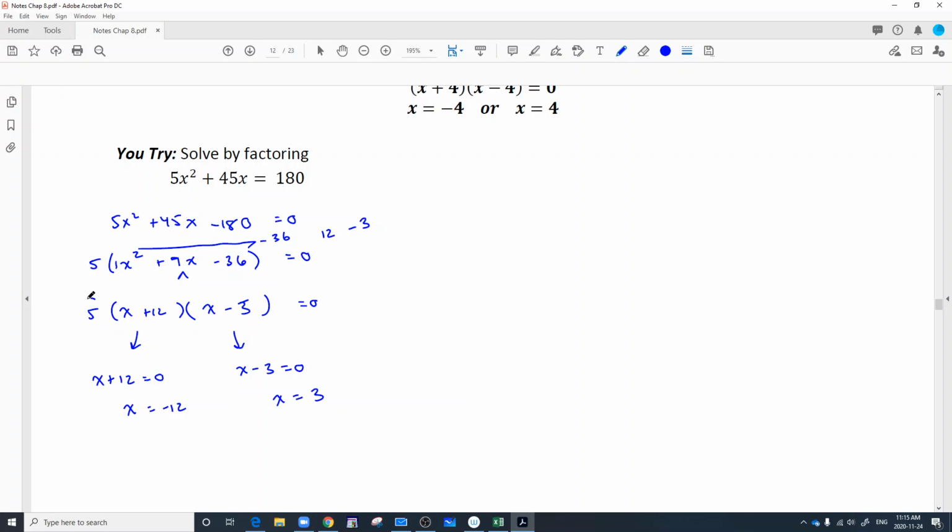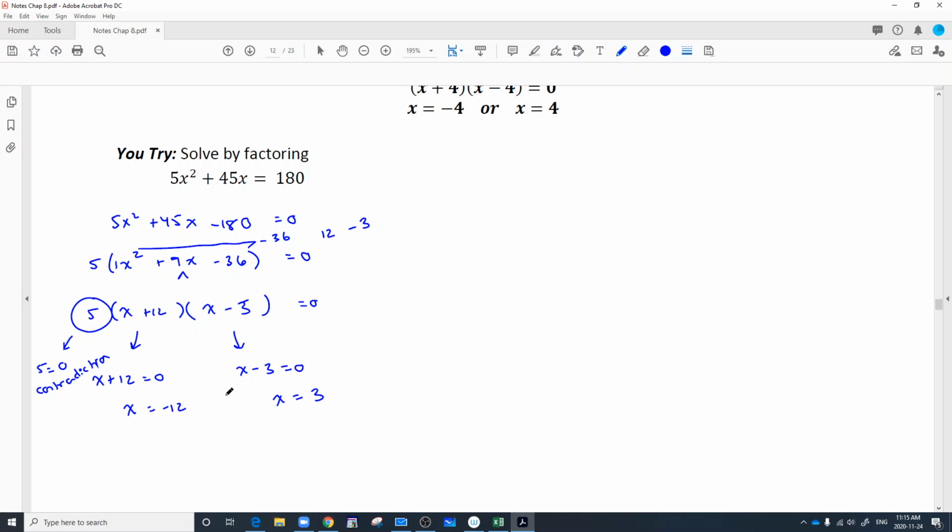Now, some of you might be thinking, what about this guy? It is a factor, but what would make 5 equal to 0? Well, we can't. That's a contradiction. And so there are no solutions because there is no variable. The x doesn't exist there. So there's only two x-intercepts.